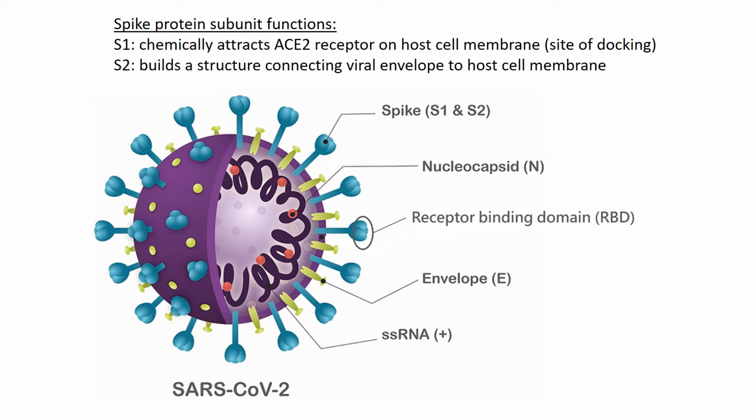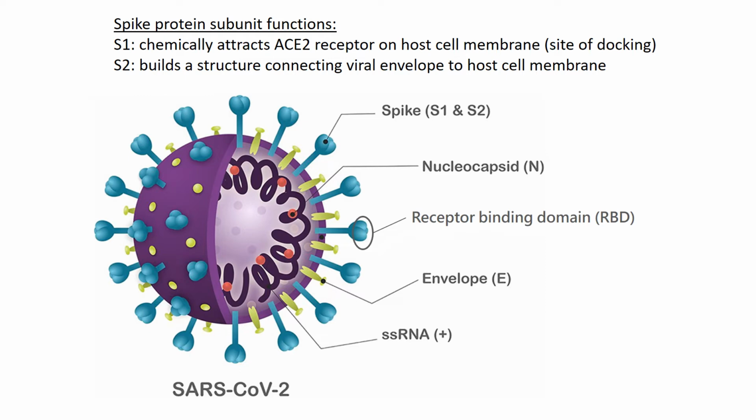Then the second spike protein, S2, actually forms a structure connecting the viral envelope to your cell membranes. The combination of these interactions of spikes S1 and S2 with your cell membranes allows the SARS-CoV-2 to inject its genetic material into your cells in order to infect you. Here I've circled a receptor binding domain, so this is the part of the spike protein that's actually chemically attracted to the ACE2 receptor on your host cells.